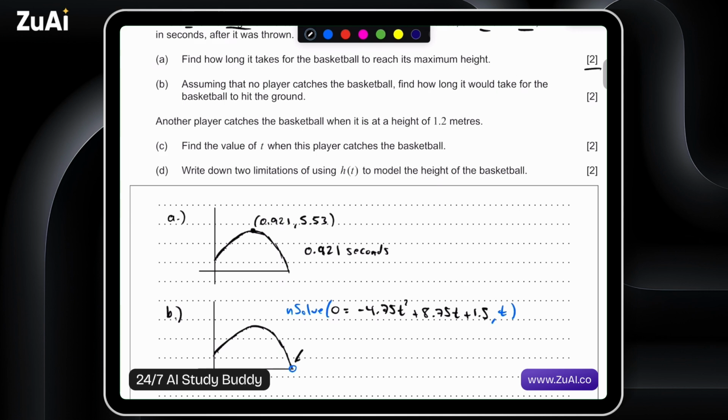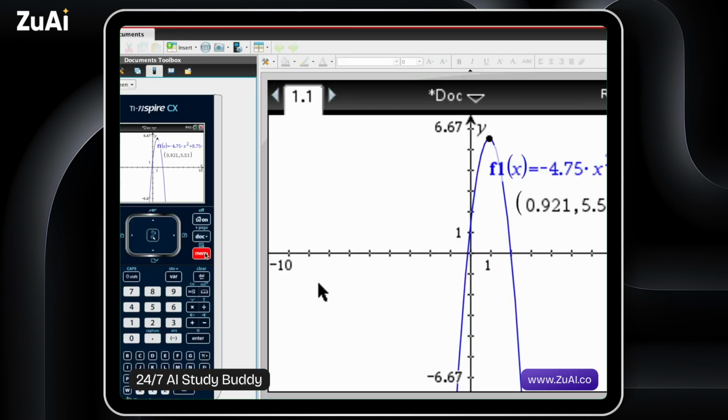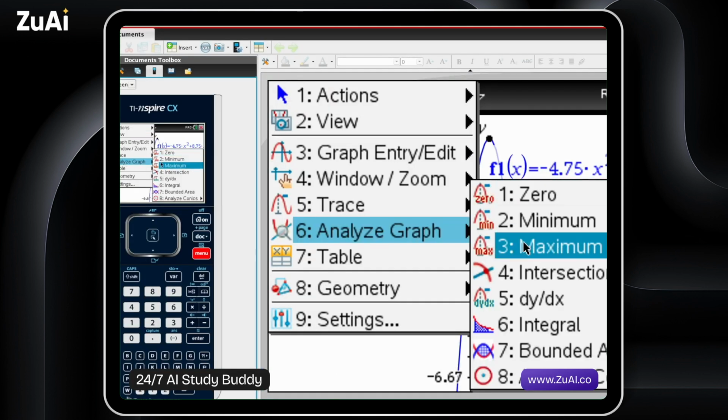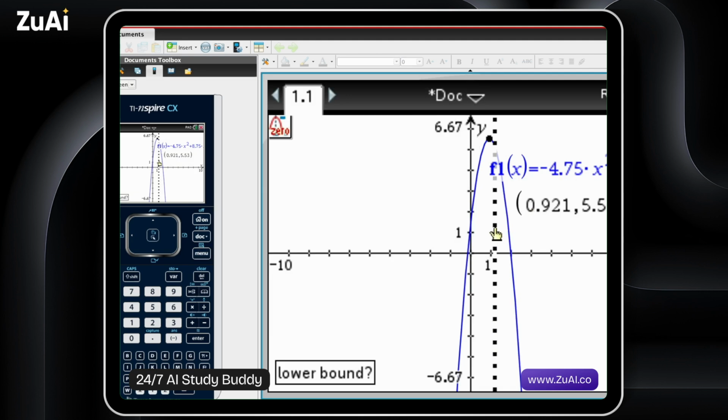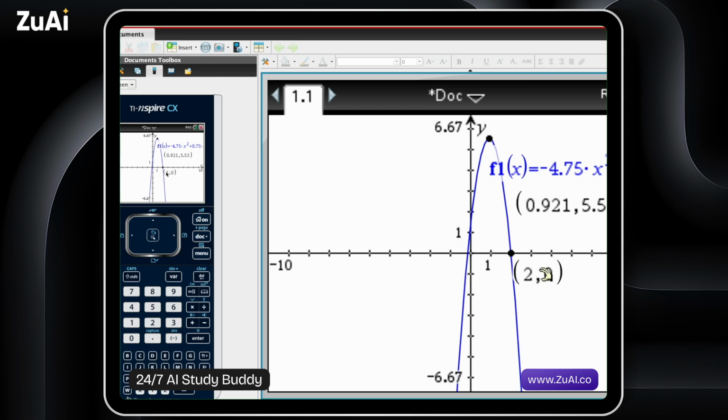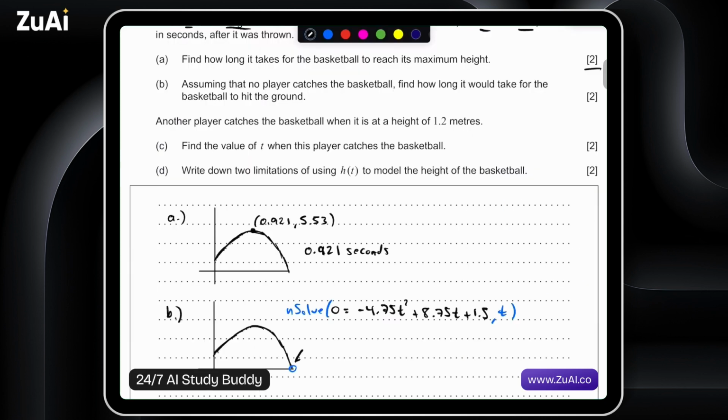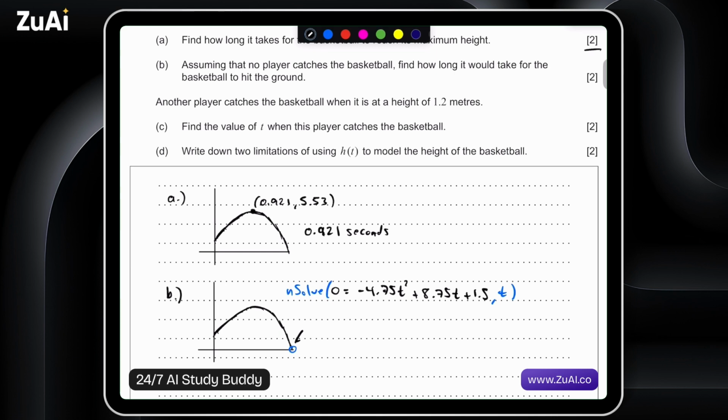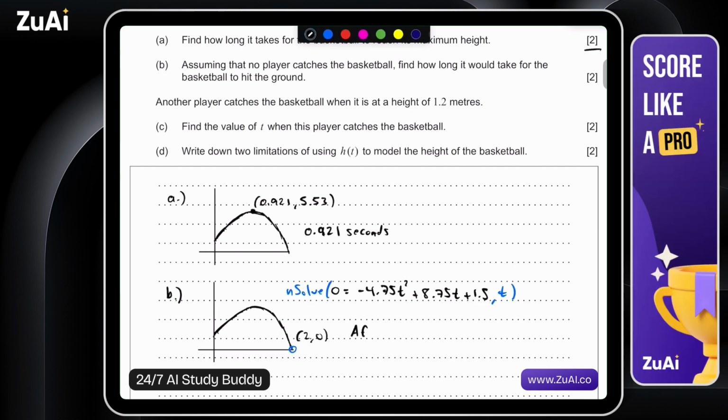So going back to the calculator screen, let's go Menu, Analyze Graph, and let's find the zero. Alright, after 2 seconds, the basketball has a height of 0. So let's go back to the document here. Alright, let's label the graph. This is going to be process marks: 2, 0, and we might say after 2 seconds.